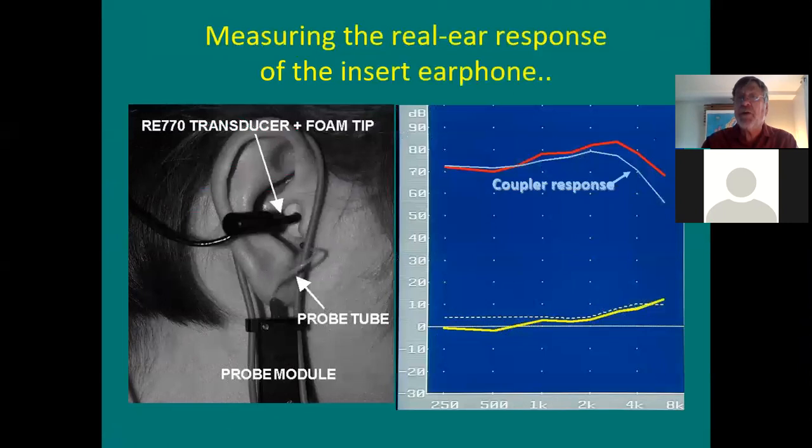The coupler response, the real ear response, and this is the average real ear to coupler difference, the dotted line, and this is the person's real ear to coupler difference. So in this case, the difference between the red and the white lines is the yellow. But the average difference is going to be here, the dashed. Average RECD, the person's RECD.